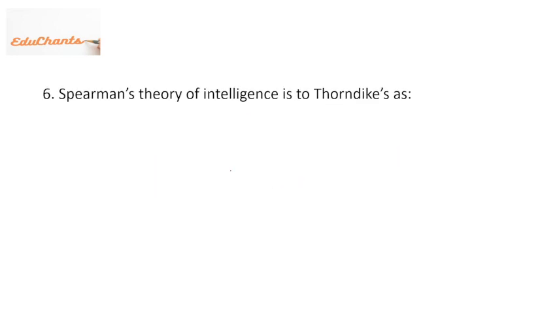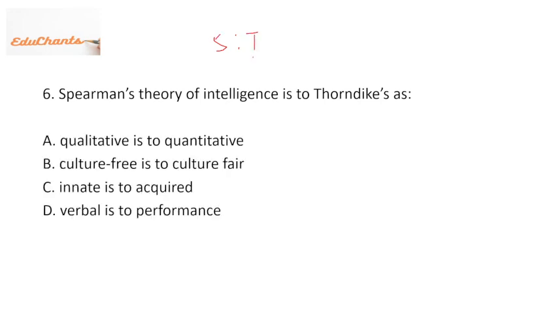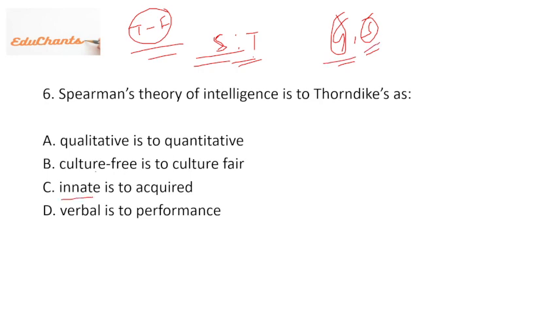Spearman's theory of intelligence is to Thorndike... That means it is a ratio question. Spearman is to Thorndike. What is their relation? Now, you know about Spearman's theory. Charles Spearman, two-factor intelligence theory. And Thorndike, you know very well: Thorndike's theory of intelligence as well as trial and error learning theory. So you can say the two factors, that means G factor and S factor, the general factor of learning as well as the special factor of learning. That means these are innate. It is already there in you. That is why it is innate. And Thorndike says everything is to be acquired from the environment or learning, that is known as acquired. So C would be the right answer.